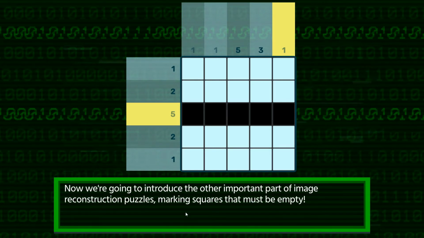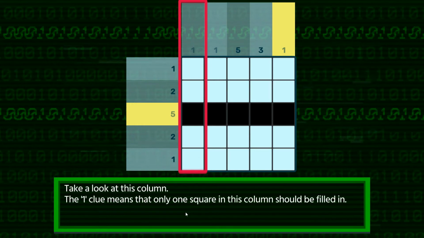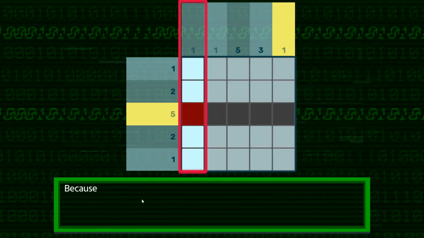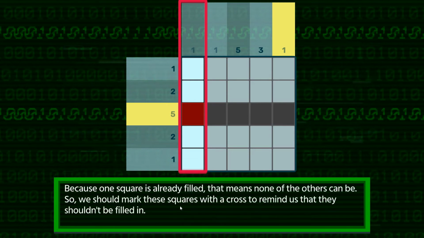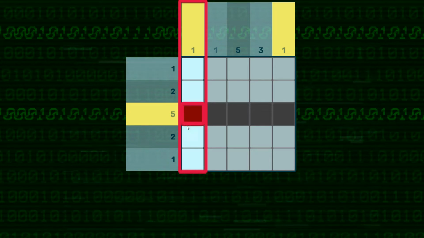Now we're going to introduce the other important part of image reconstruction puzzles, making squares that must be empty. Take a look at this column. The one clue means that only one square in this column should be filled in. Because one square is already filled, that means none of the others can be. So we should mark these squares with a cross to remind us that they shouldn't be filled in. Mark these 4 squares with X's now.